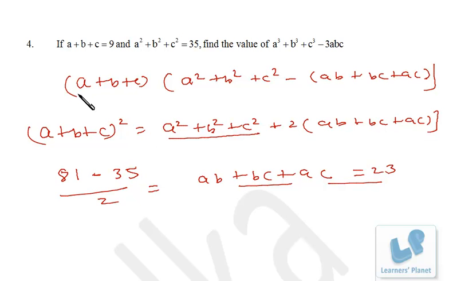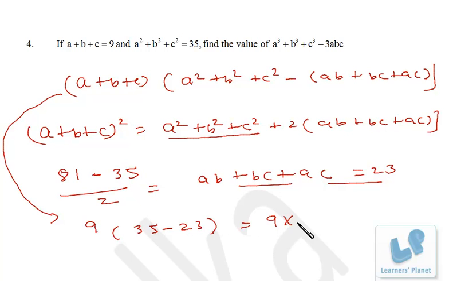Now we put the value in this. A plus b plus c is what? 9. A square plus b square plus c square is what? 35. Minus ab plus bc plus ac is 23, right? So it's 9 into 12, 108. Yeah, quite easy.